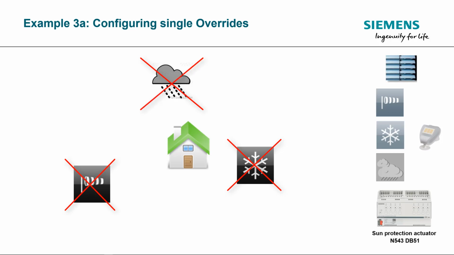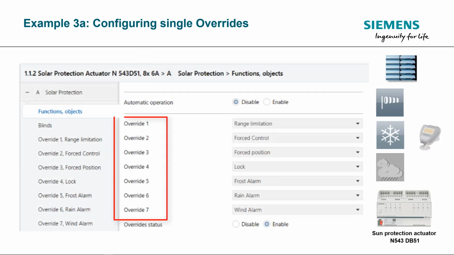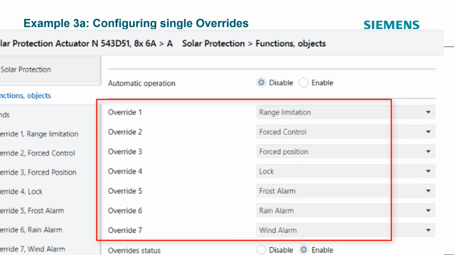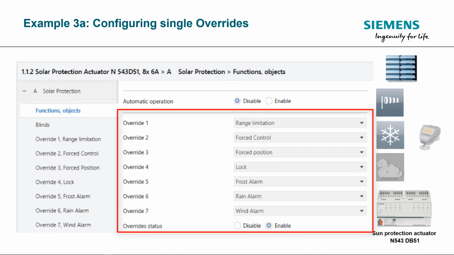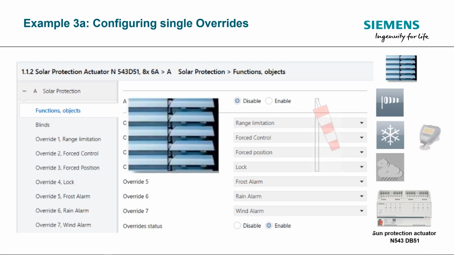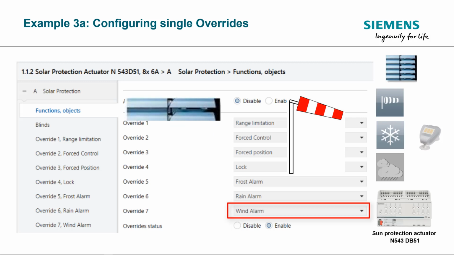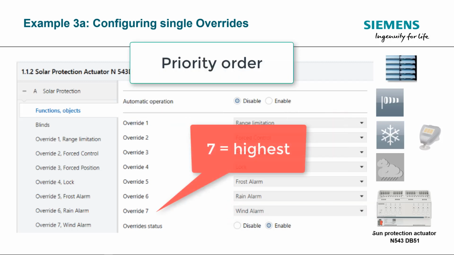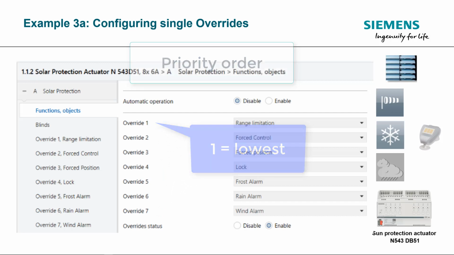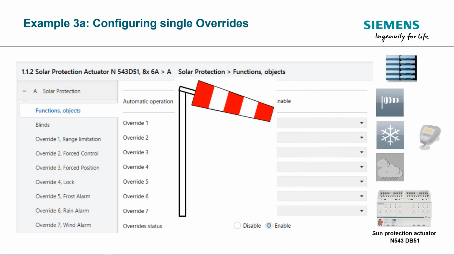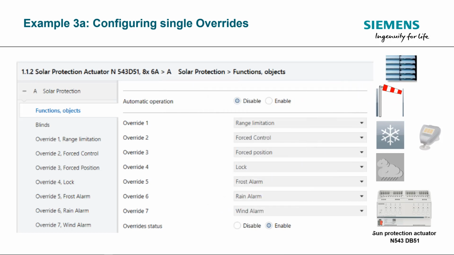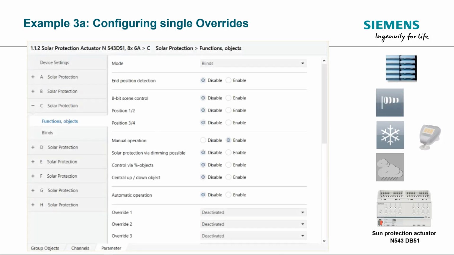The sun protection actuator N543 is equipped with up to 7 override functions per channel. The name override means that the normal function is interrupted in manual or automatic mode due to an exceptional situation, and the action intended for this exceptional situation is carried out instead. The classic example is the wind alarm. Let's look at the parameters for this now. They have to be set for each channel separately.